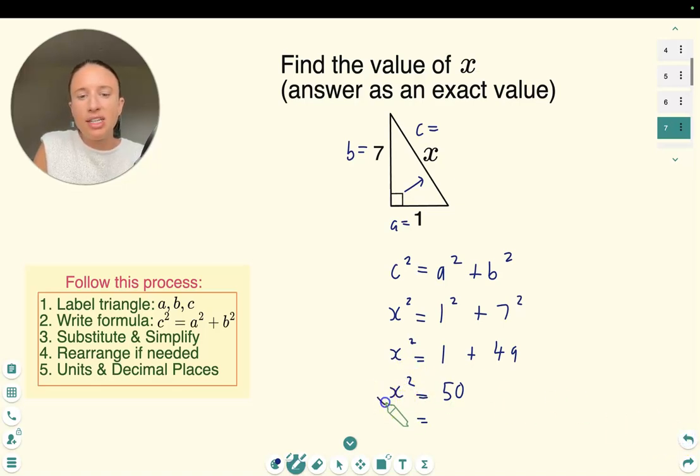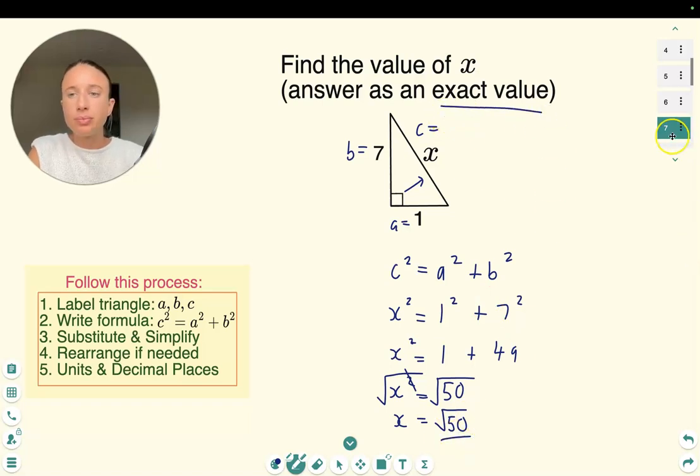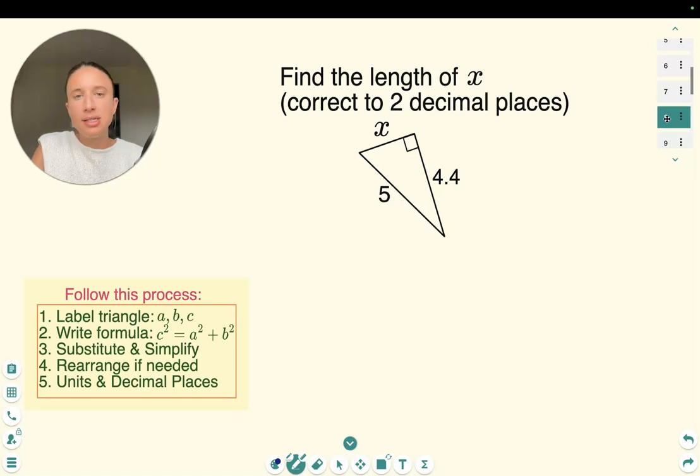It's being squared, so we need to do the opposite operation to both sides. That becomes x equals root 50. I nearly typed that in my calculator, but it's asking for your answer as an exact value. So you just leave it there. That's it. Don't tick your answer, but you just leave it with that square root sign as an exact value, okay? Okay, nearly at the end of this skill.